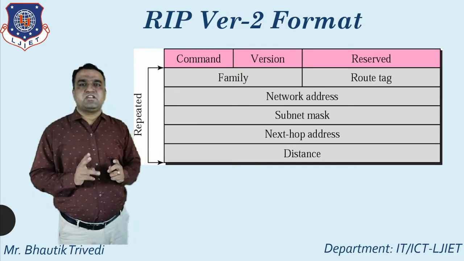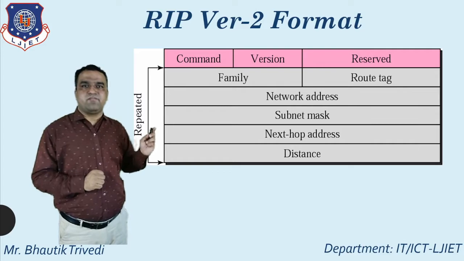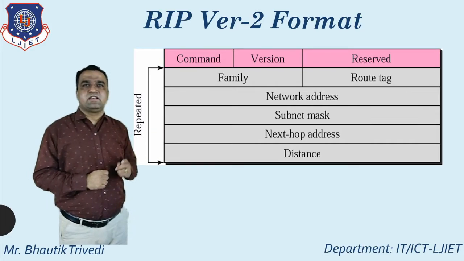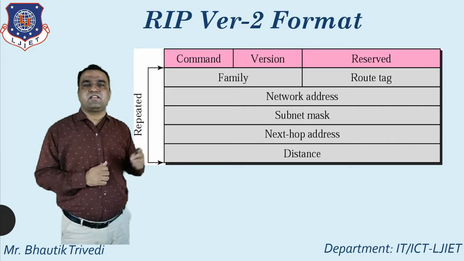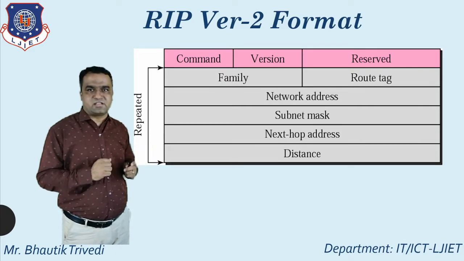Must remember one thing, three important new fields. The first one is the routing tag, the second is the subnet mask, and the third is the next hop address.